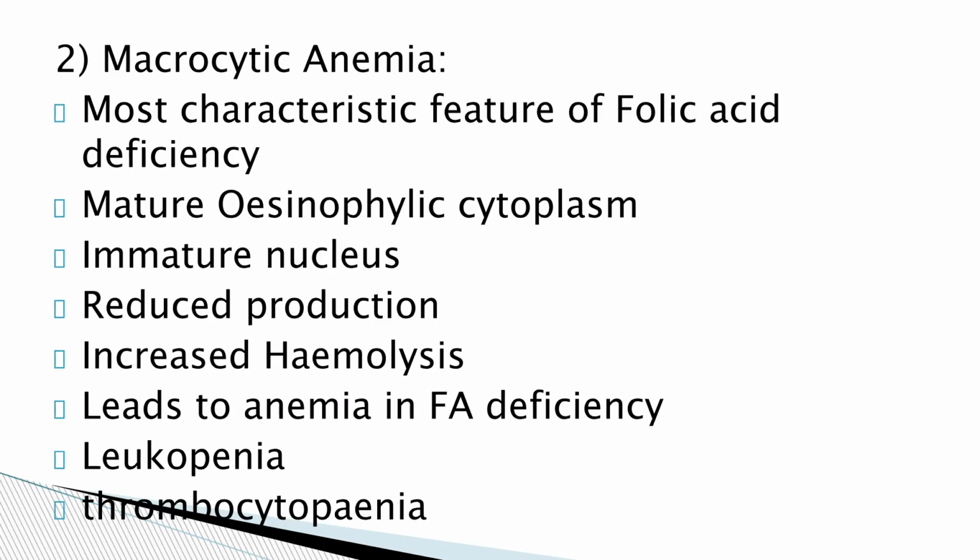Macrocytic anemia is the most characteristic feature of folic acid deficiency, marked by a mature eosinophilic cytoplasm and an immature nucleus. It results in reduced production and increased hemolysis, leading to anemia, leukopenia, and thrombocytopenia.